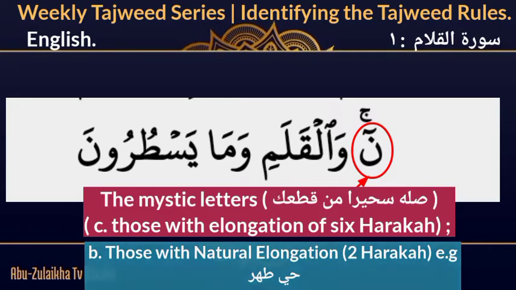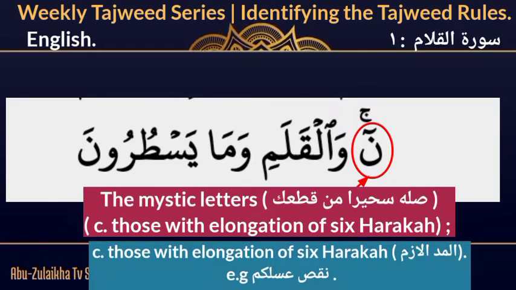And the third group are those with the elongation of a mad lazim, that is, they have the elongation of 6 harakat, which include Nun, Qaf, Sod, Ain, Sin, Lam, Kaf, and Mim, that is Naqasa Asalukum, right?